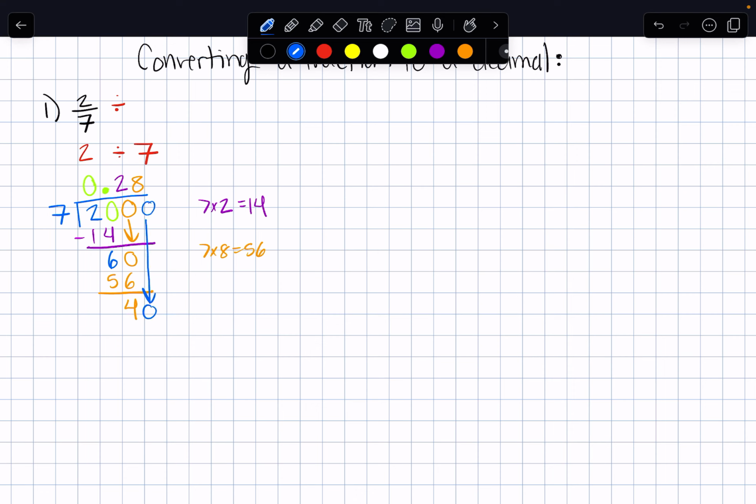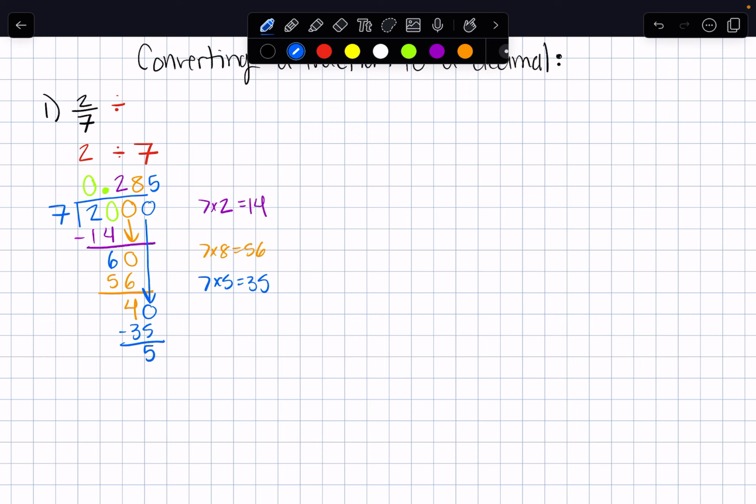How many times does 7 go into 40? Well, 7 goes into 40 5 times because 7 times 5 is 35. So you're not allowed to go over the number under the long division symbol. It's as close as you can come to that number without going over. So we're going to put our 5 up here and subtract our 35. So that gives us a remainder of 5.